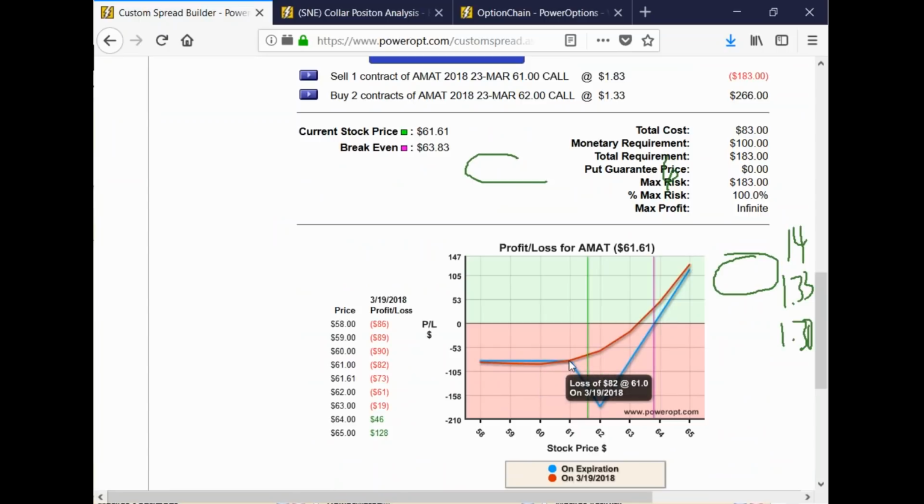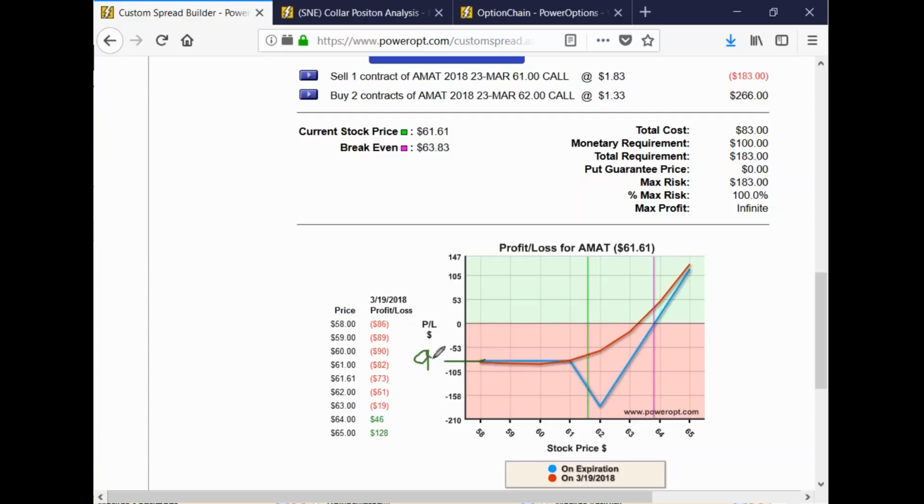You have a low risk here, and you have infinite upside profit also. Okay? You can do it both ways. Why is this not something that's a good idea? Look, the maximum risk here is a little bit lower. It's about $85, $95. The real max risk at 183 occurs here if the stock doesn't move or stays right around 62. Okay? Then you do have infinite upside, but not till the stock goes to 63.83.